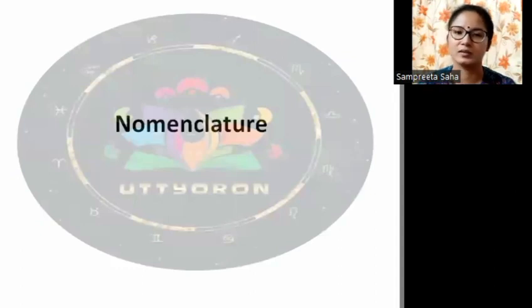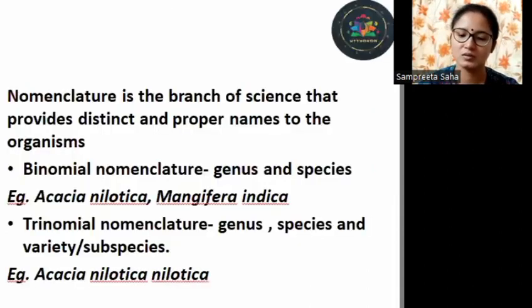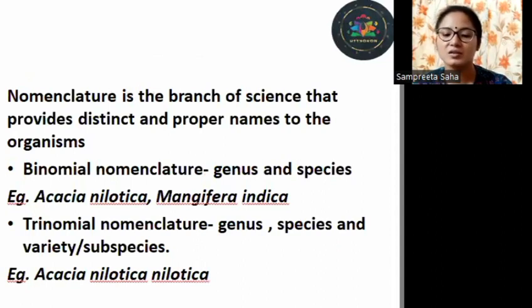So that is about taxonomy and components of taxonomy. Now we will be discussing the next head, that is nomenclature. So what is nomenclature, students? Nomenclature is the branch of science that provides distinct and proper names to the organism. So the word nomenclature means naming of organisms. Now there are two types of nomenclature. One is binomial nomenclature, another is trinomial nomenclature.